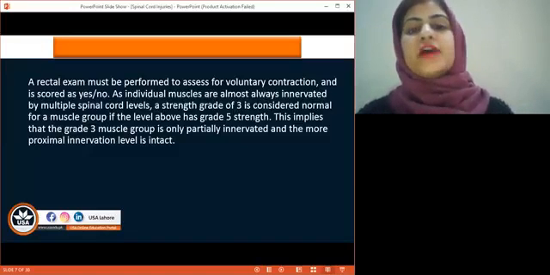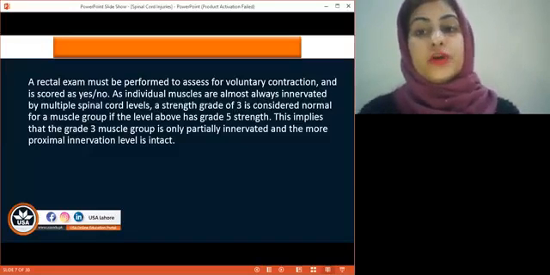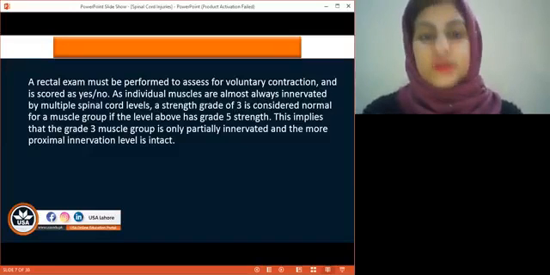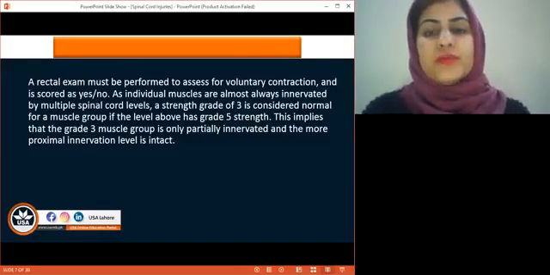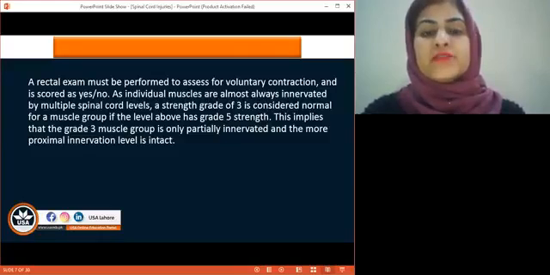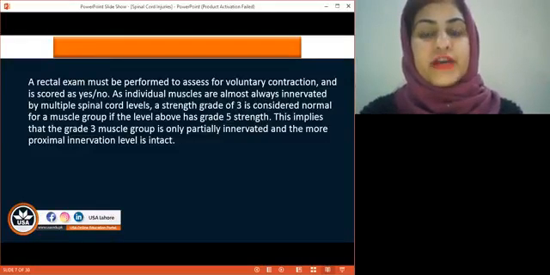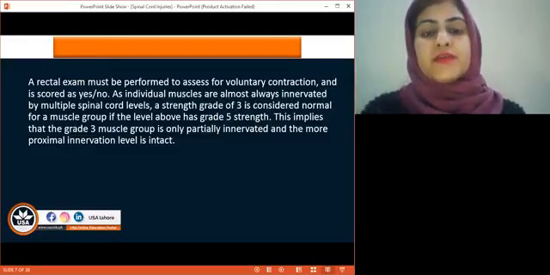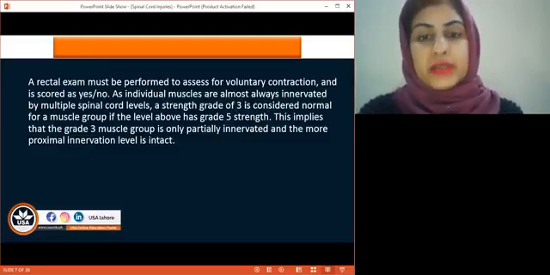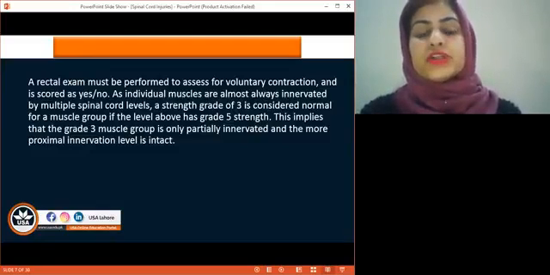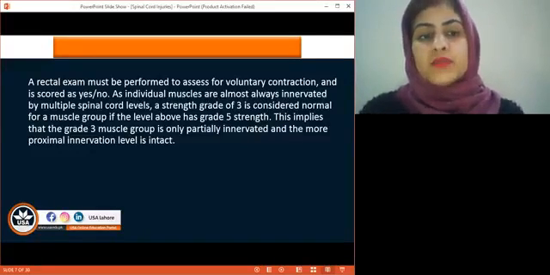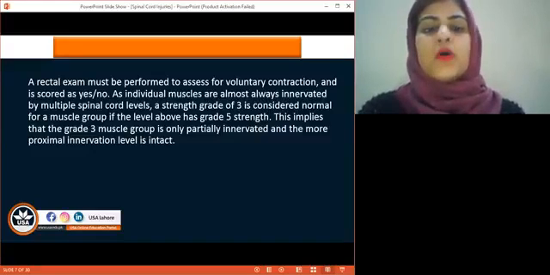After that, a rectal exam must be performed to assess for voluntary contraction and is scored as yes or no. As individual muscles are innervated by multiple spinal cord levels, a strength grade of 3 is considered normal for a muscle group if the level above has grade 5 strength. This implies that the grade 3 muscle group is only partially innervated and the more proximal innervation level is intact. So when you are doing the rectal exam, you score it yes or no.